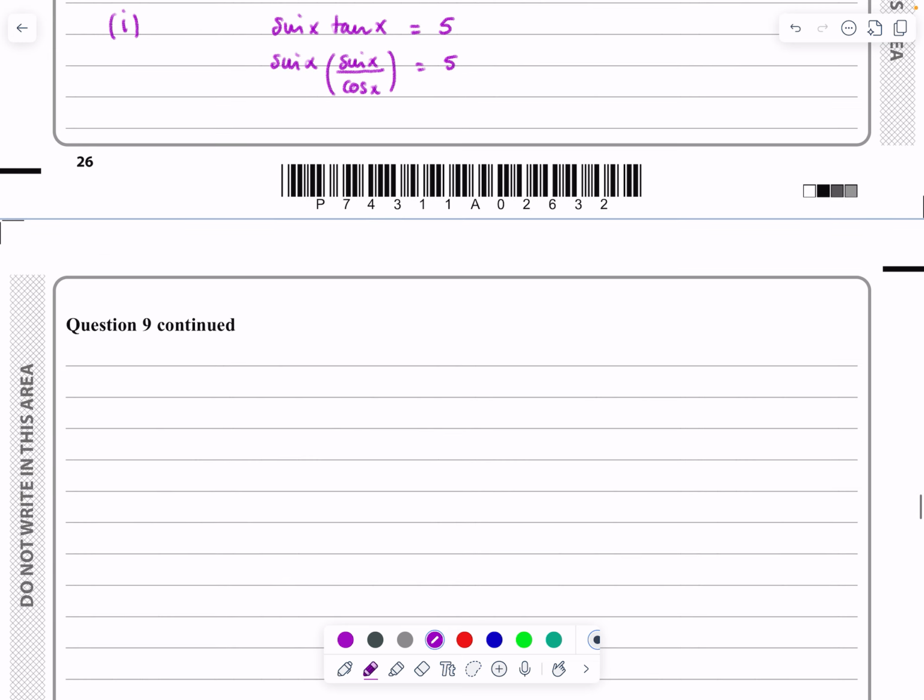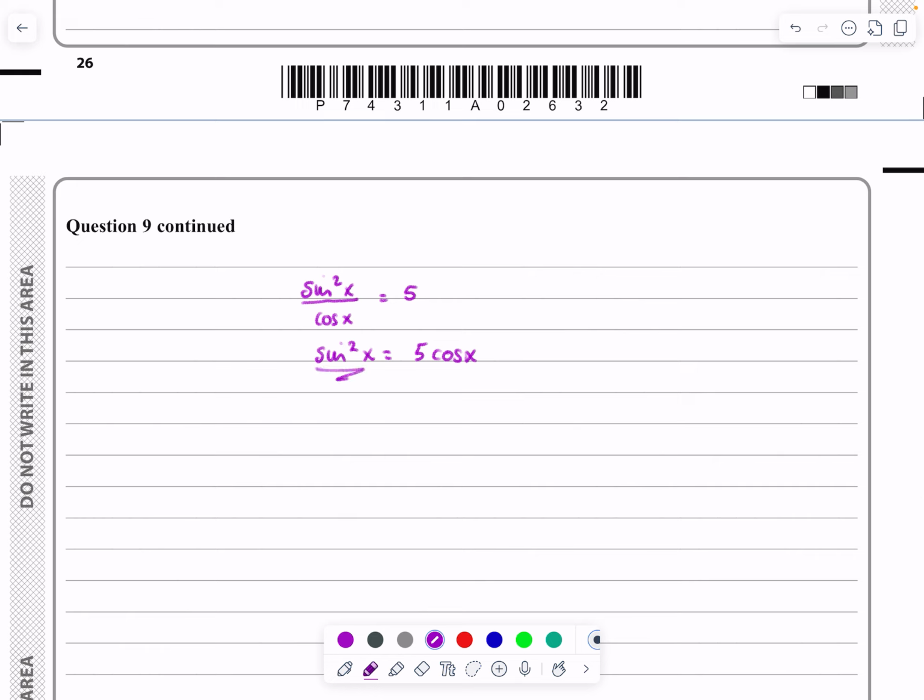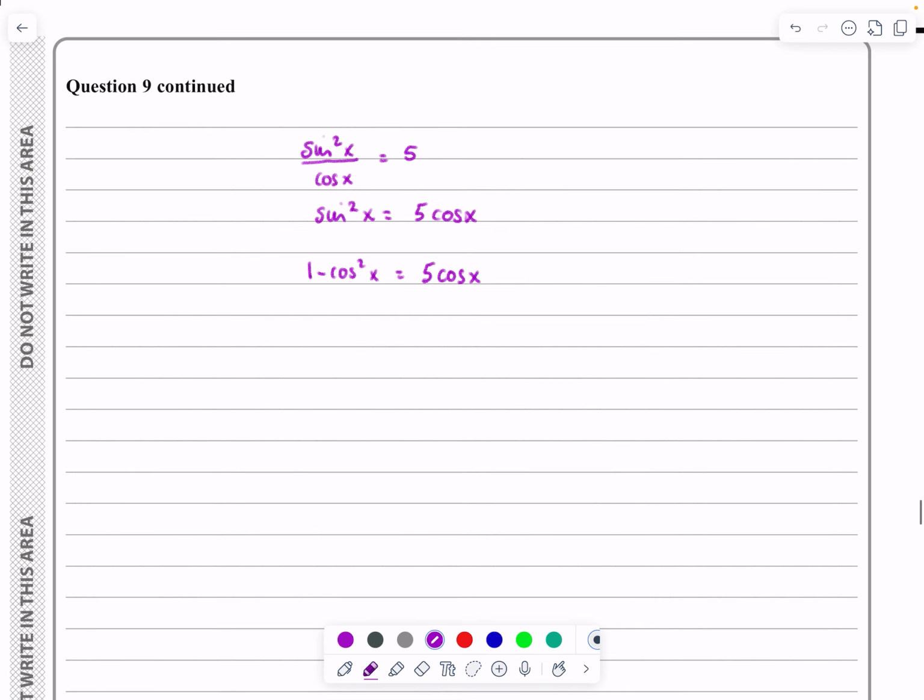I'm going to get sine squared x over cos x is equal to 5. Then let's multiply the cos up. I'm going to get sine squared x equals 5 cos x. And then there's my second trig identity, which is involving sine squareds. Sine squared plus cos squared is equal to 1. Well, if sine squared plus cos squared is equal to 1, then 1 minus cos squared will be equal to sine squared. So I can change that over, and now that's a quadratic equation.